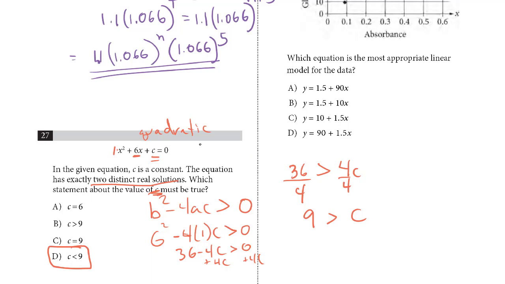And again, if c were much bigger, that makes our discriminant smaller and it would go negative. It wouldn't have two real roots, just as a check. So we want to limit the value of c. The other choices are not going to be correct, right? So conceptually, D is the correct answer. C is less than 9.